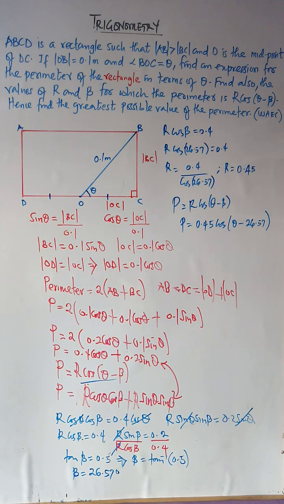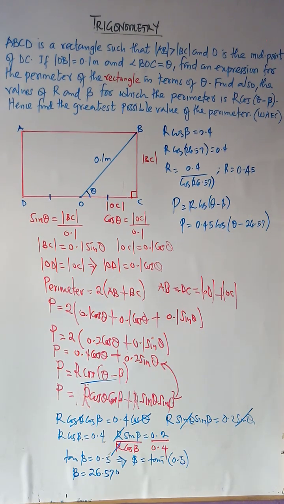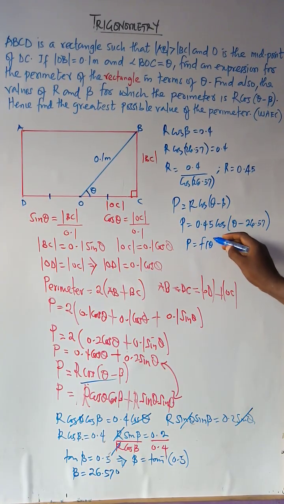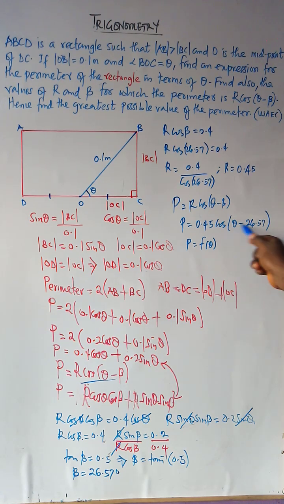So we are looking for the greatest possible value of the perimeter. The perimeter here is a function of this angle theta. So if you have to sketch this cosine graph, we are going to have something similar to this, not actually this. So it's changing. What's the greatest value in this case? This is it, the peak value. And what happens at the peak value? The gradient becomes 0.